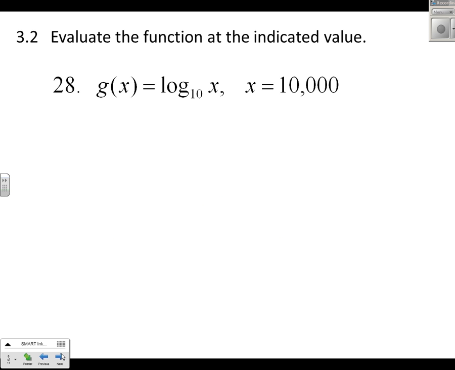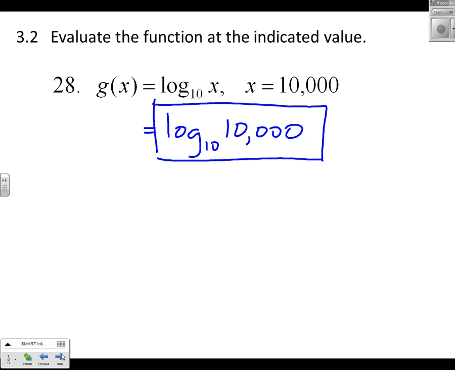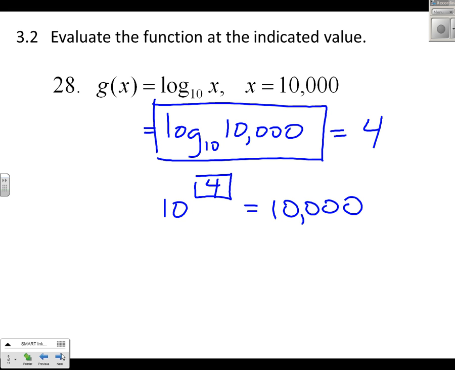Let's try that again. Okay, evaluate the function at the indicated value. So we are supposed to find log base 10 of 10,000. And that's how we'd read this, log base 10 of 10,000, but it's not how I'm thinking of it. I am thinking of it as the exponent that would turn 10 into 10,000. Well, what exponent turns 10 into 10,000? Let's see, 10 to the first is 10, to the second 100, to the third 1,000, to the fourth 10,000. So this is 4. 4 is the exponent that turns 10 into 10,000.